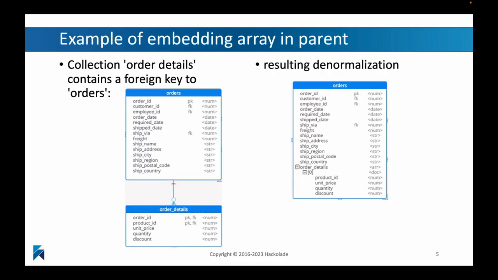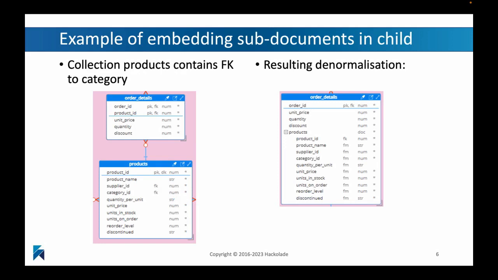Right, so let's take a look at that. In the one direction, where you would be embedding an array in the parent, you can see on the left what the current structure is in the normalized data model, and in the denormalized data model, you would modify the orders entity to have an array of order details listed inside it. Right, that's the resulting denormalization. In the other direction, if you would like to be embedding subdocuments in a child, then what happens is that in the order details collection or entity, you would all of a sudden have a list of subdocuments where the products would be contained, right? So this is how the resulting denormalization would play out.